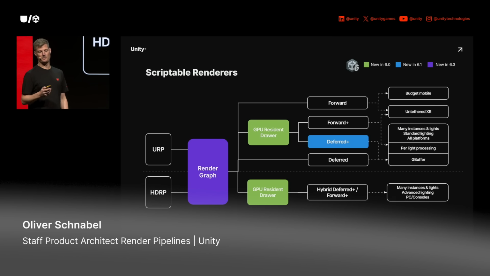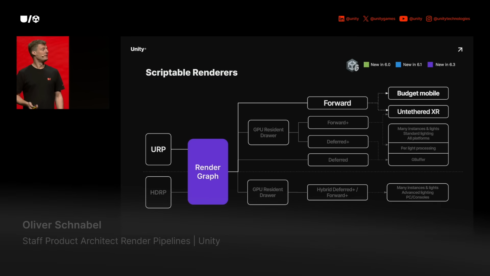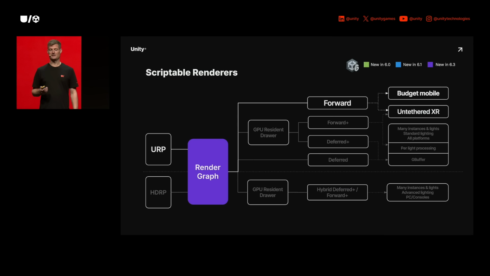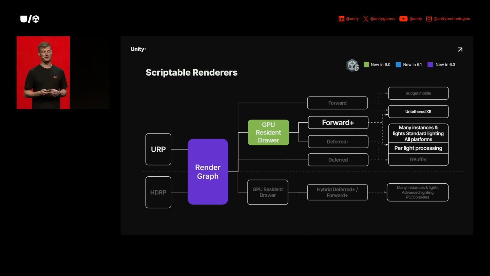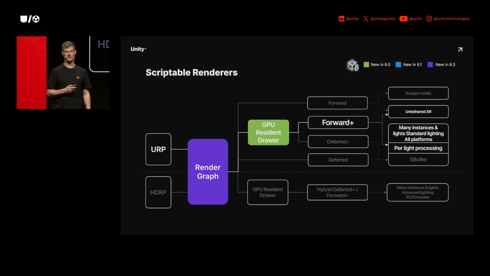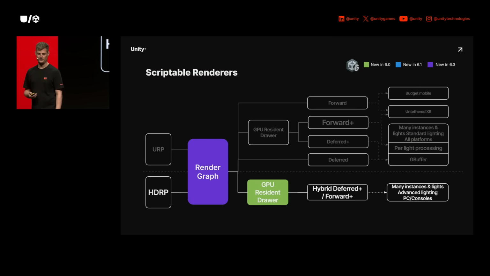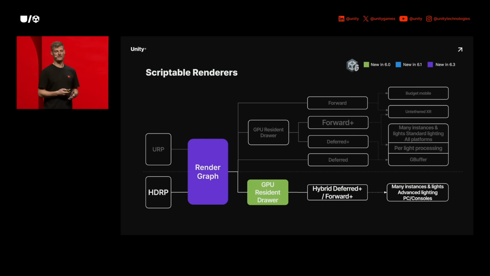First step is to pick a renderer. For budget mobile, and in most cases for XR, we recommend URP's forward renderer. And for complex dynamic worlds, where you have many real-time lights, we recommend Deferred+ or Forward+ if you require per light processing, for example, when doing non-physical stylized rendering. And this can also be used on untethered XR. If you require off-the-shelf advanced shaders, lighting, and effects on PC and consoles, use the HDRP renderer.